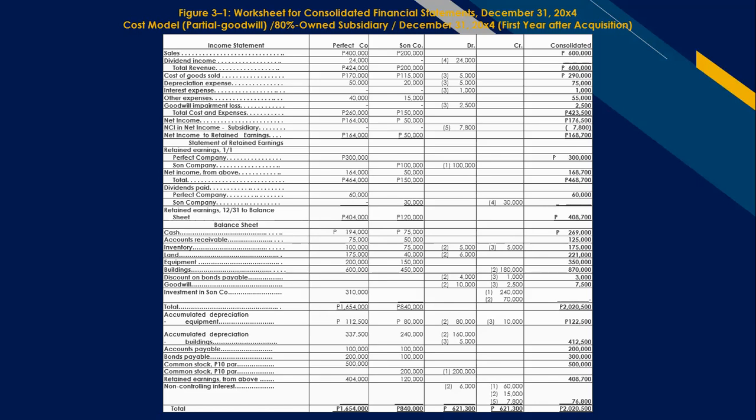And we have now the entries for number 5. Debit NCI in net income of subsidiary, 7,800. So again, the entry is NCI in net income of subsidiary, number 5, 7,800. And we have non-controlling interest, number 5, 7,800.